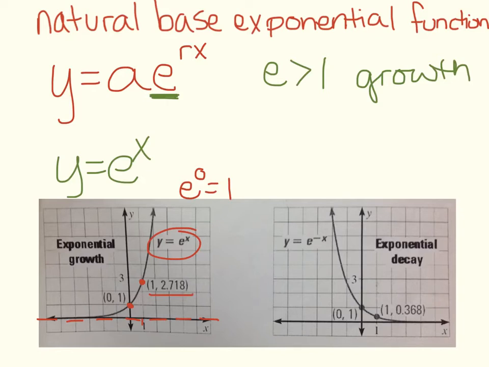Now exponential decay, if I were to raise e to the negative x, it would be the same graph, just reflected over the y-axis. It would be coming down, just like this, but we still have an asymptote at y equals 0, a point at 0, 1, and then we're coming down, this would be 1, and then 1 over e is what that would be.